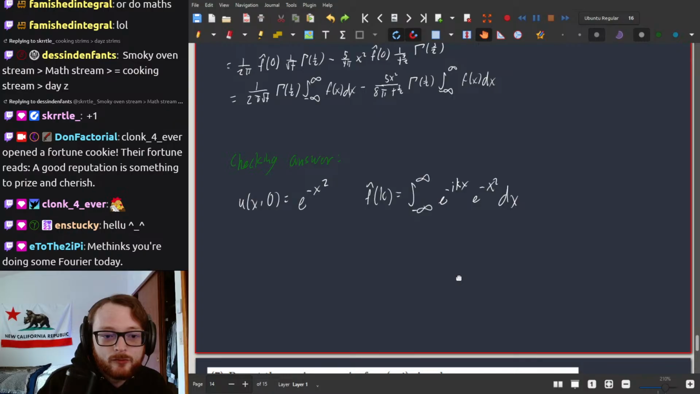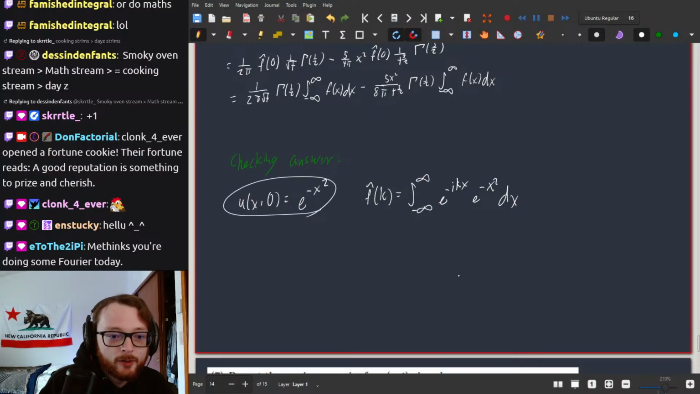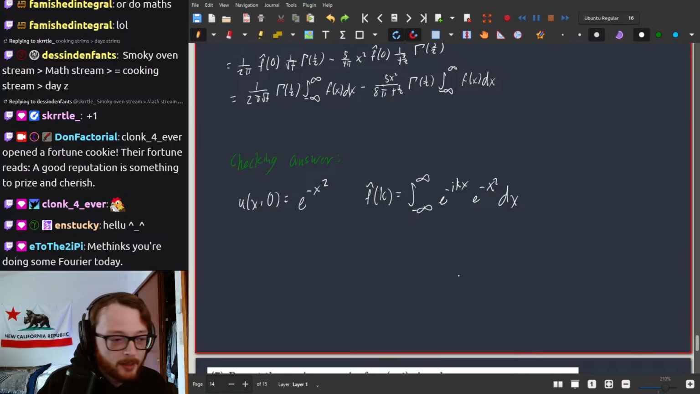I was just plugging in an example initial condition here to see if my answer is going to match up. I just don't want to actually do this integral, and so I was looking through my notebook. Oh no, it's got a sign flipped though. Okay, fine, we'll do it the old-fashioned way. We'll complete the square.